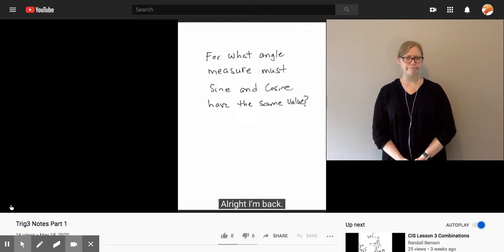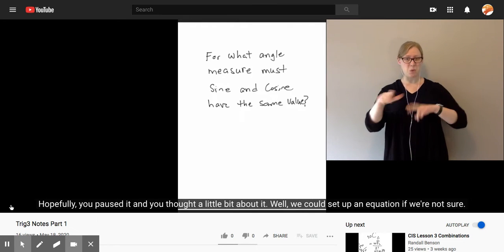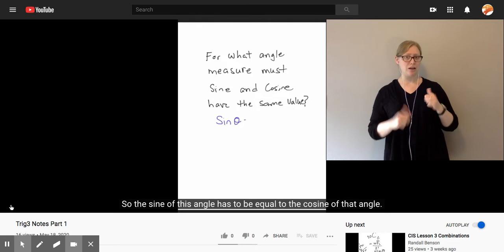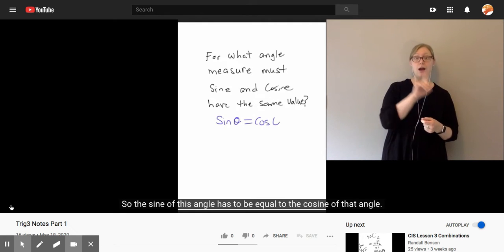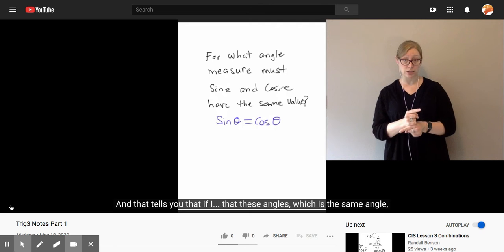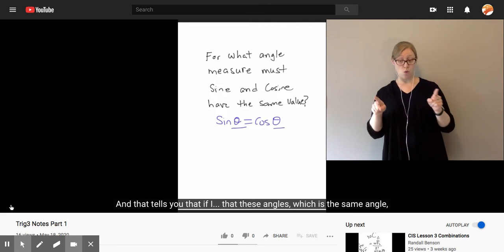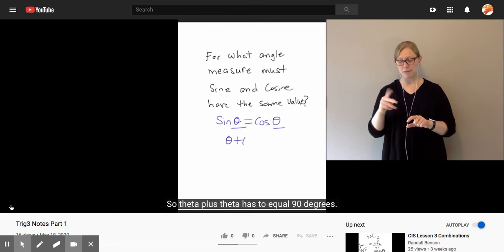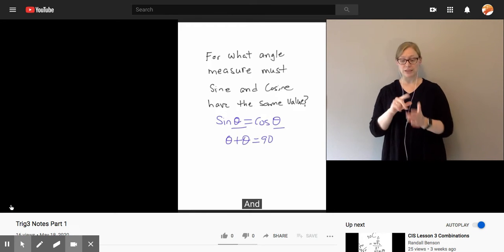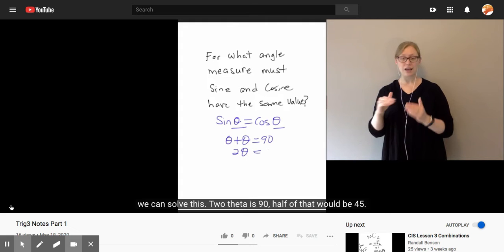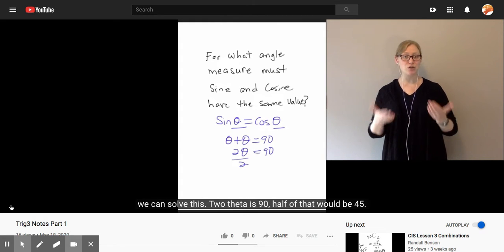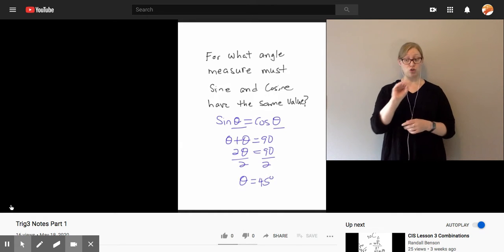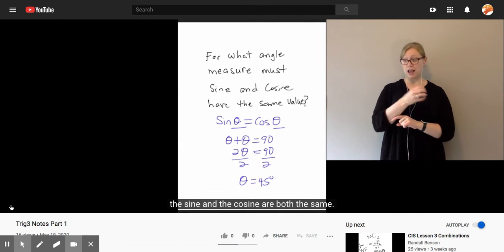All right, and back. Hopefully you paused it and thought a little bit about it. Well, we could set up an equation if we're not sure. So the sine of this angle has to be equal to the cosine of that angle. And that tells you that these angles, which are the same angle, it's an angle that's complementary to itself. So theta plus theta has to equal 90 degrees. And we can solve this. 2 theta is 90. Half of that would be 45. So it turns out for a 45 degree angle that the sine and the cosine are both the same.